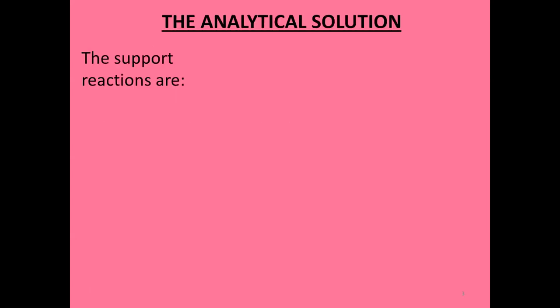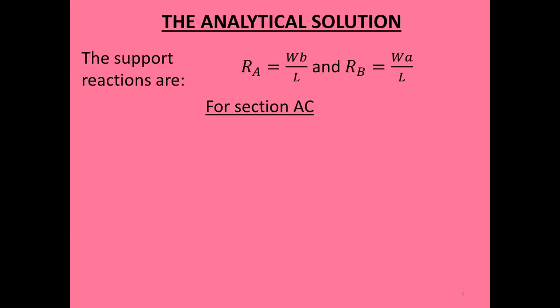To obtain the exact solution, we start by finding the support reactions RA and RB. Then we find the moments for the two sections of the beam. The two sections of the beam are represented by AC and BC. In fact, both these sections have a different formula with the help of which the moment is going to be evaluated. So starting with the section AC first.